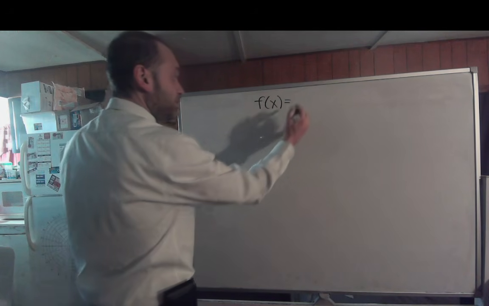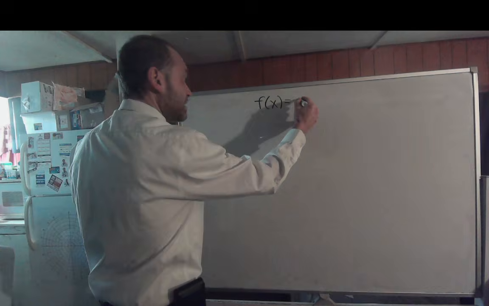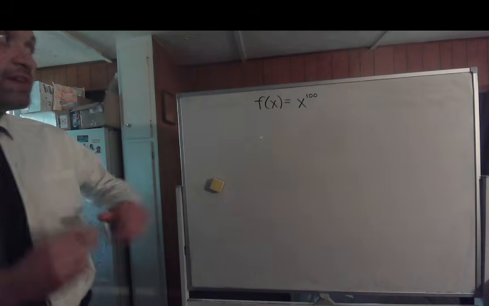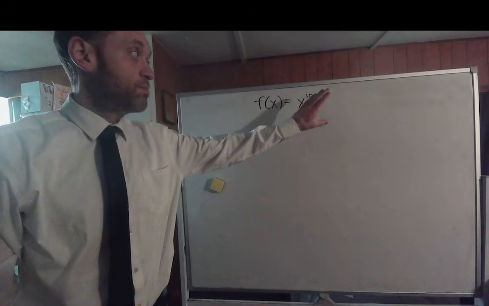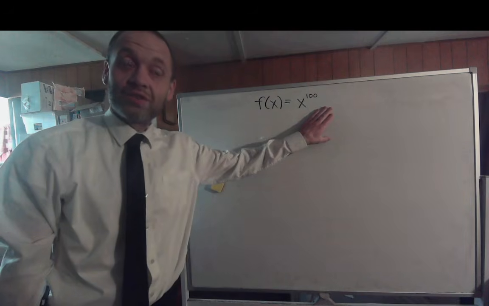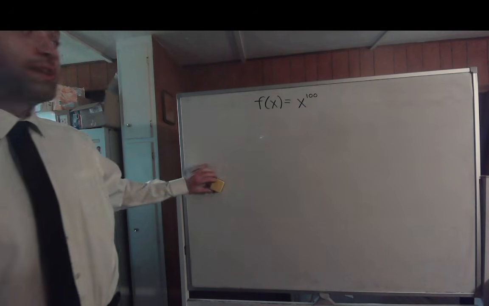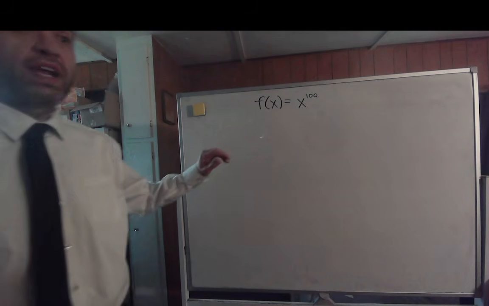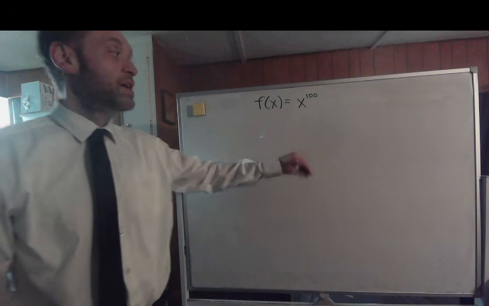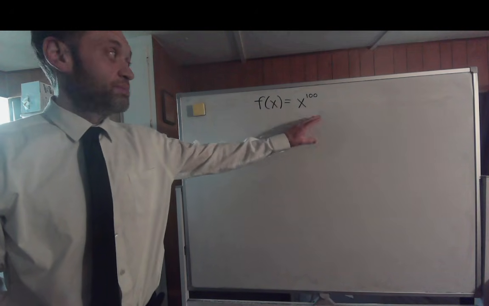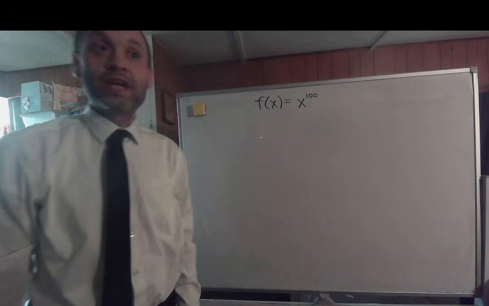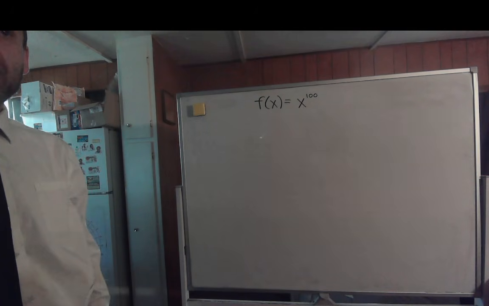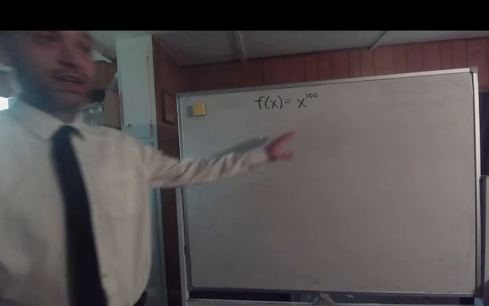So f of x equals x to the 100th power. And especially if you have f of x equal to x to the 100th power, you're probably thankful we have the shortcut. Could you imagine trying to use the limit definition and have to use the binomial theorem to expand x plus h to the 100th power? That would be horrible. You'd be there probably for many hours, maybe even a whole day trying to do that.